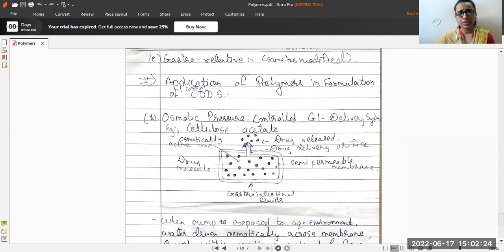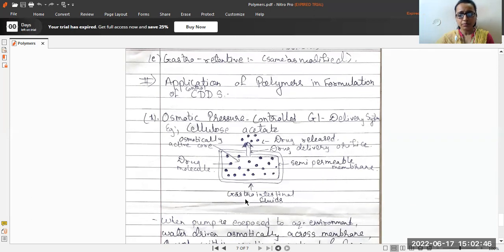One example of an application is the osmotic pressure controlled GI delivery system. In this, we can see that the drug molecules are present inside. A semi-permeable membrane is surrounding the drug molecule. There is a drug delivery orifice.